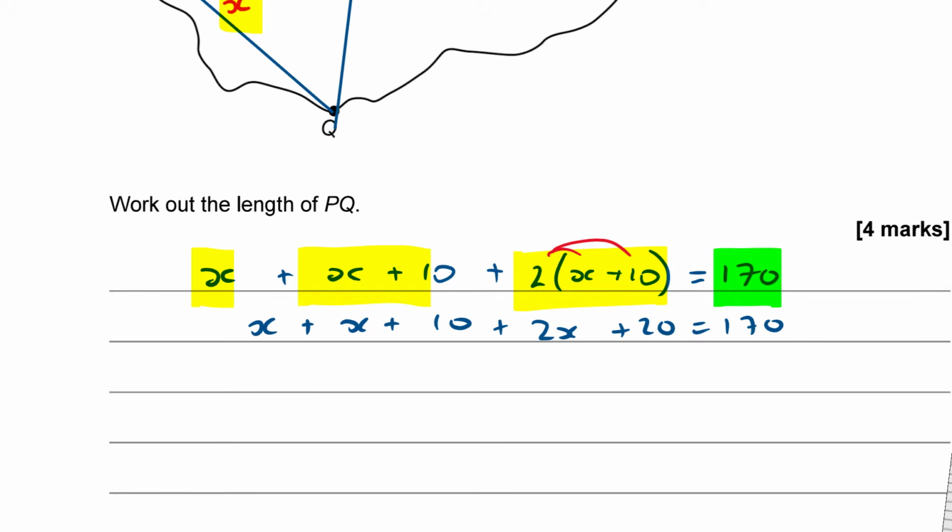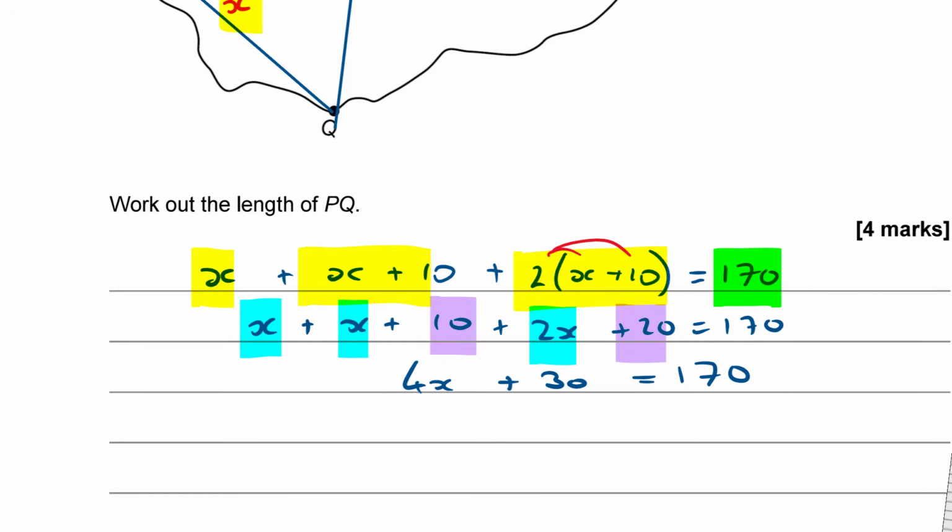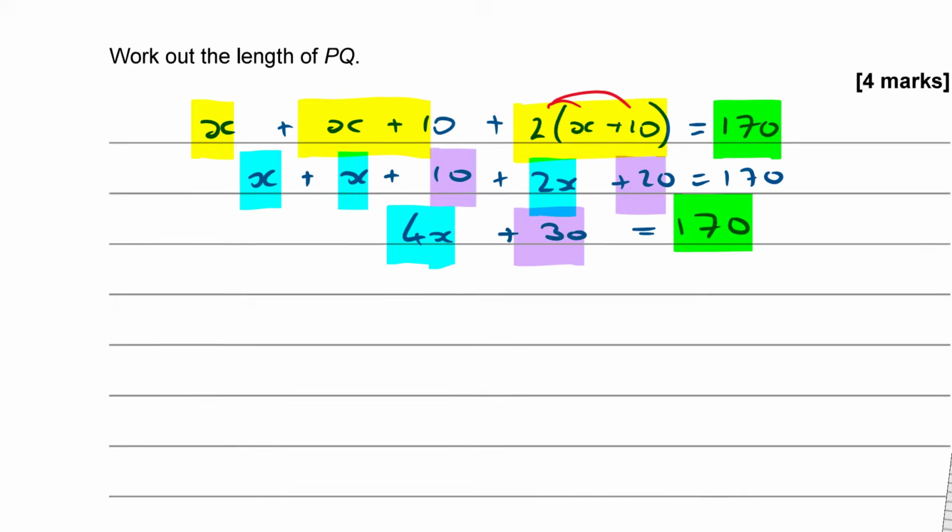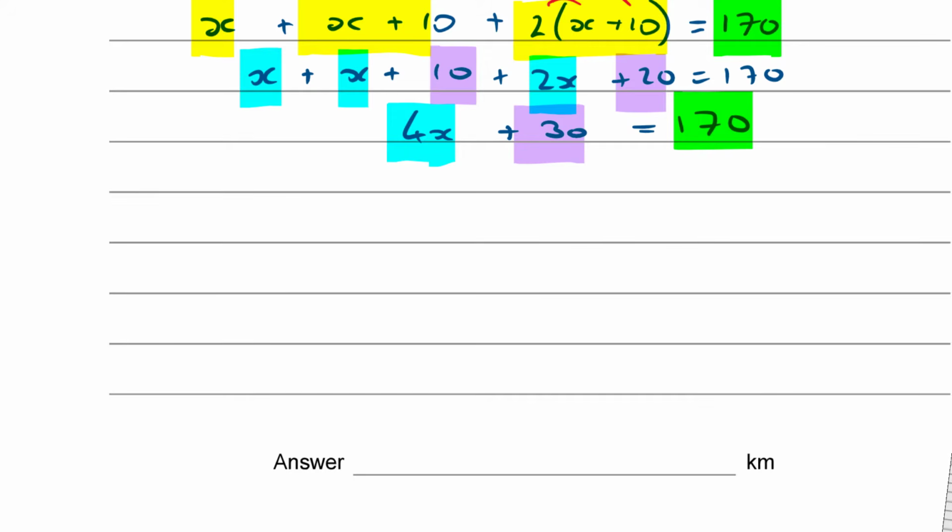Right, then collecting like terms together, what have I got? I've got an x and a 2x. That adds up to 4x. And I've got a 10 and a 20. So that adds up to 30. So I'm going to get 4x plus 30 is equal to 170. So that was all my blue ones, that was all my purple ones, and that was the one I had before. Okay, so 4x plus 30 is equal to 170. Now I've got a linear equation in X. I can go on to solve it.